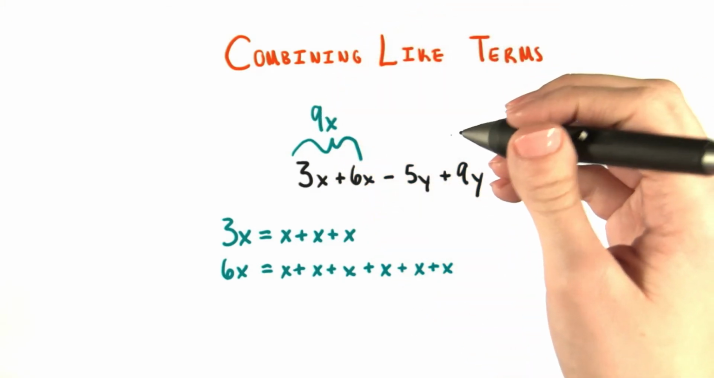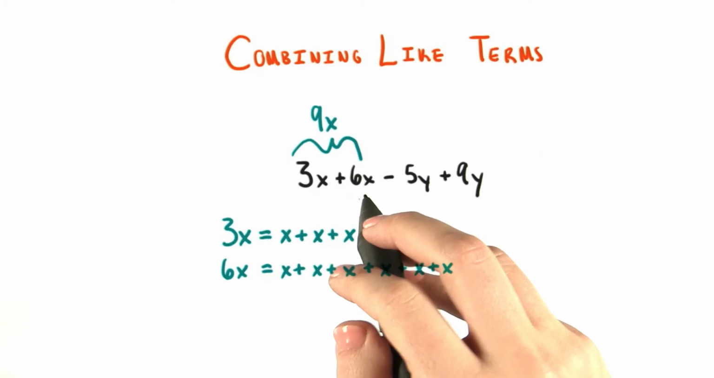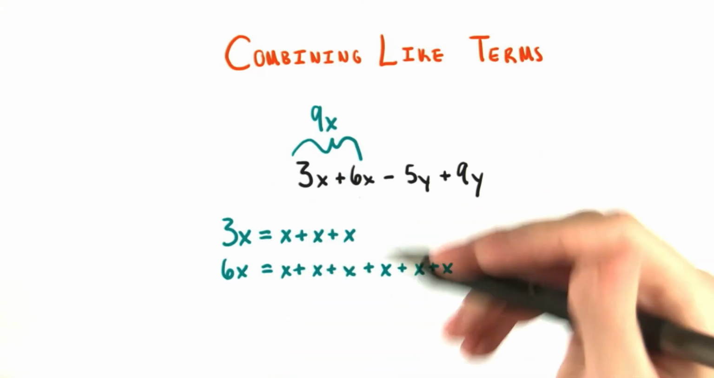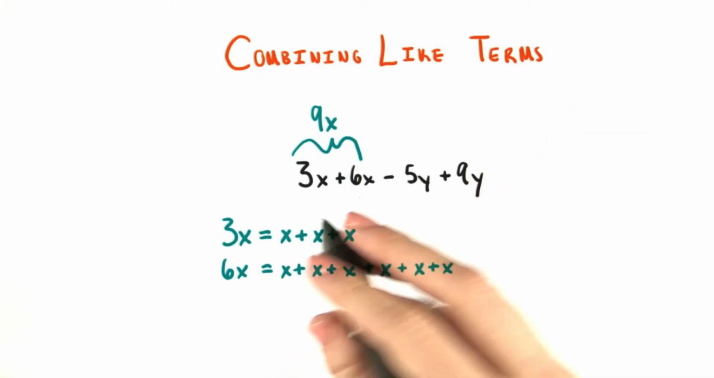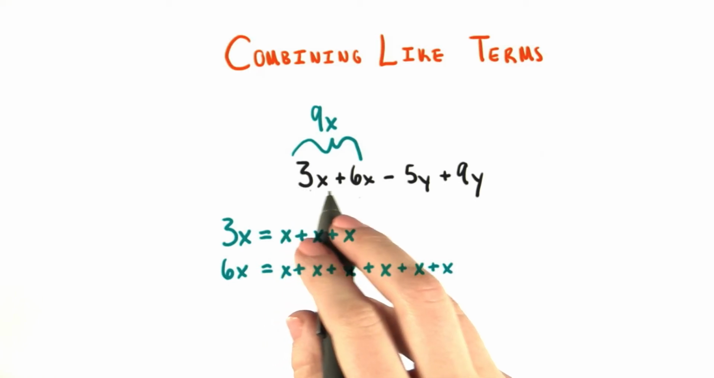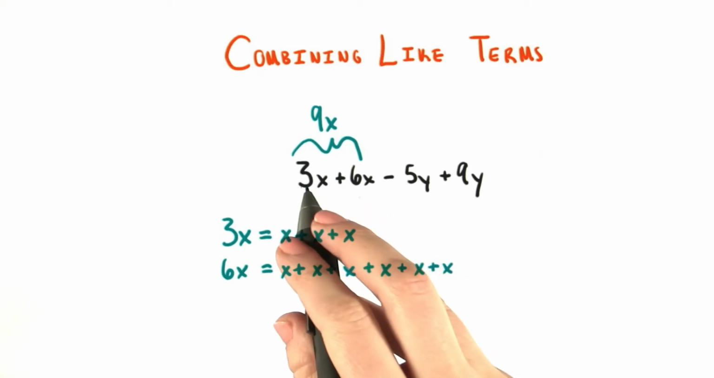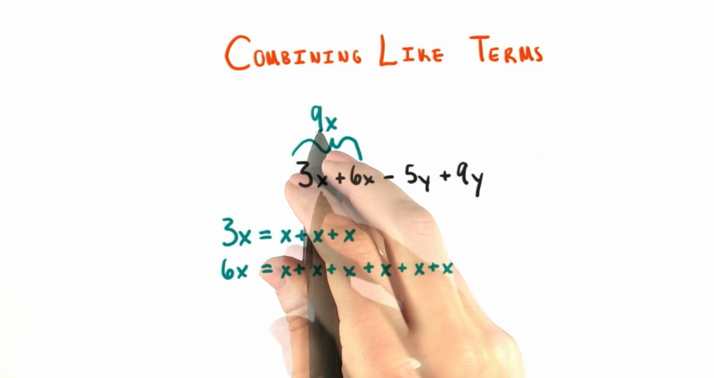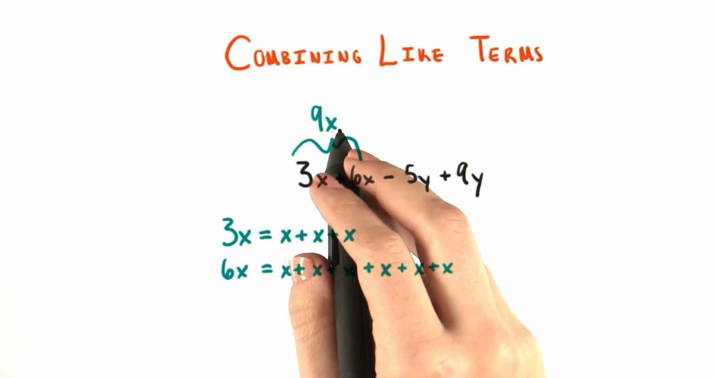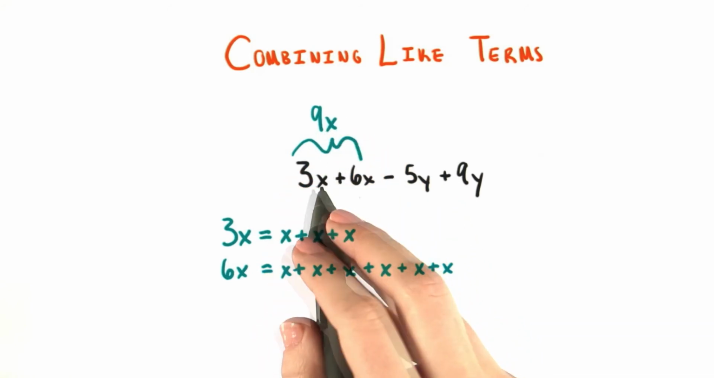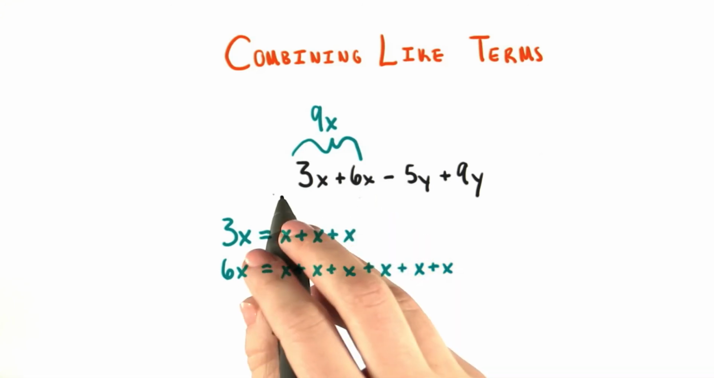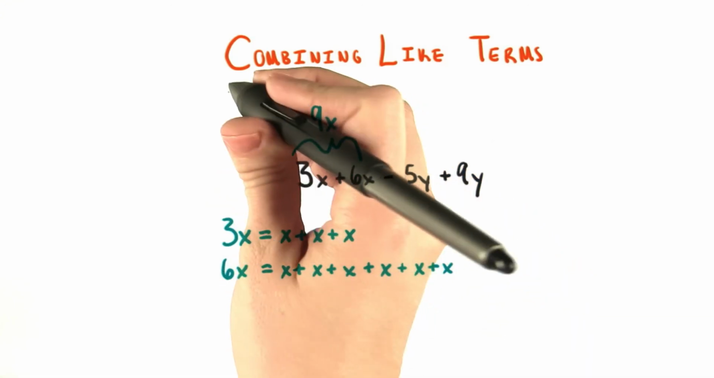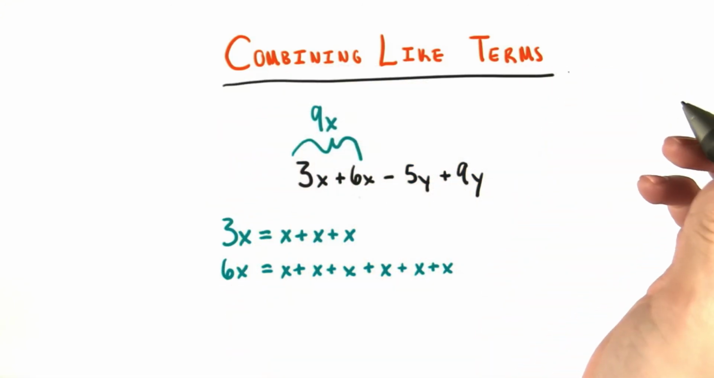Now, one thing we can notice is that in order to get the sum of 3x and 6x here, we don't actually have to count all the x's. All we really have to do is add the coefficients of the variables together, since 3 plus 6 equals 9. Once we have the coefficient, we just make sure that we multiply that by the variable that both of these terms have. We usually call this adding like terms or combining like terms, as I've written at the top of the slide.